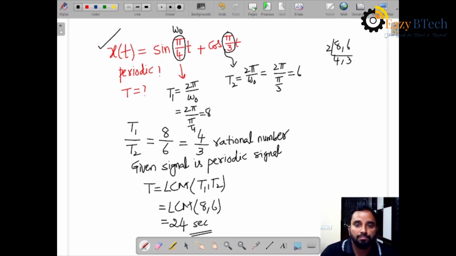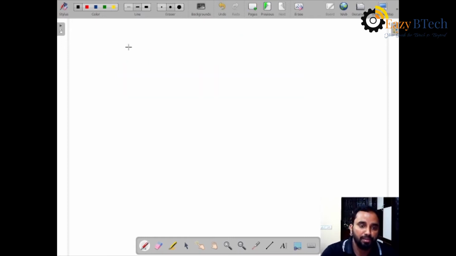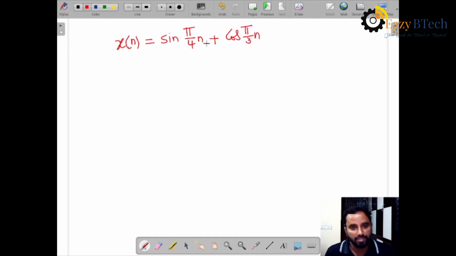Now, similarly, I am taking a discrete time signal, the same signal but discrete time. That means x of n equal to sine pi by 4n plus cos pi by 3n. The same problem but discrete time, n, small n. So what is the time period of this first one?